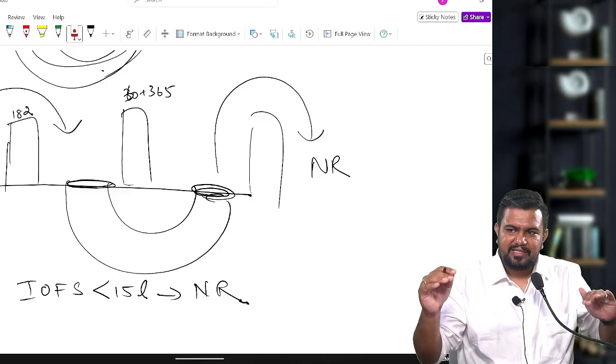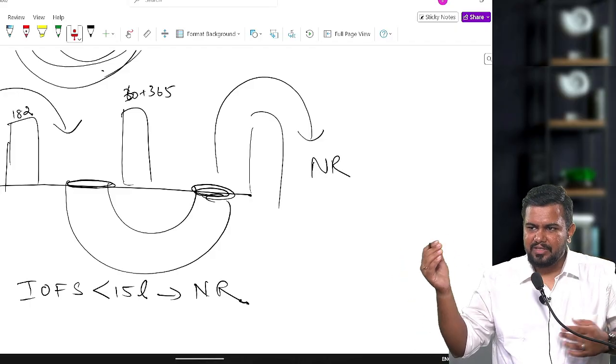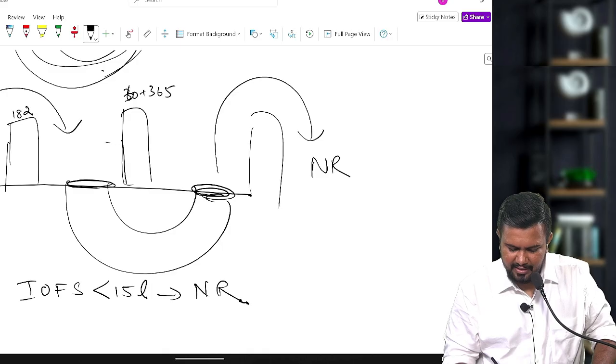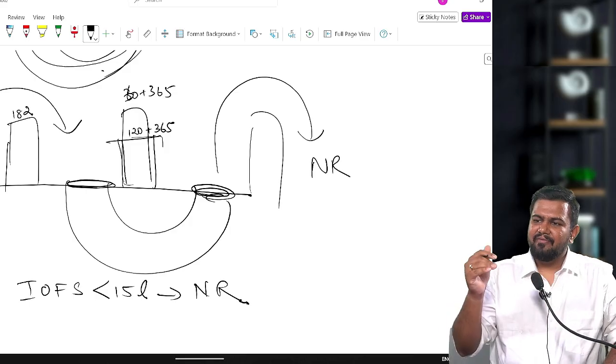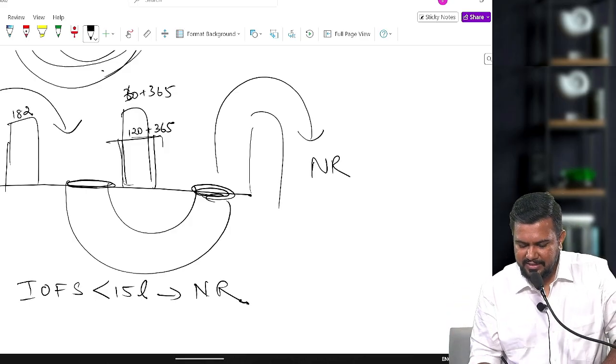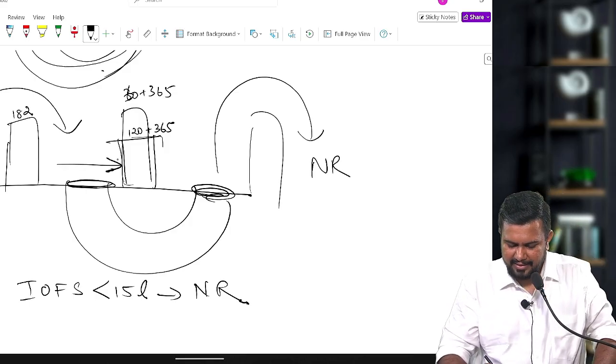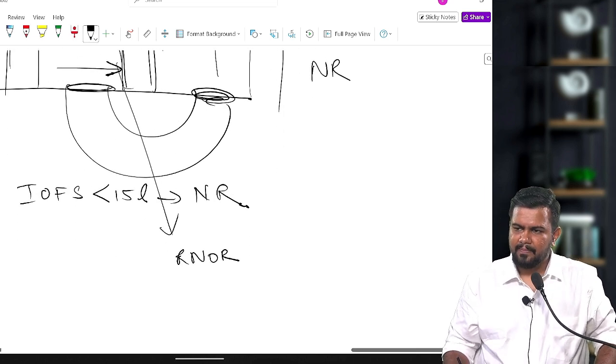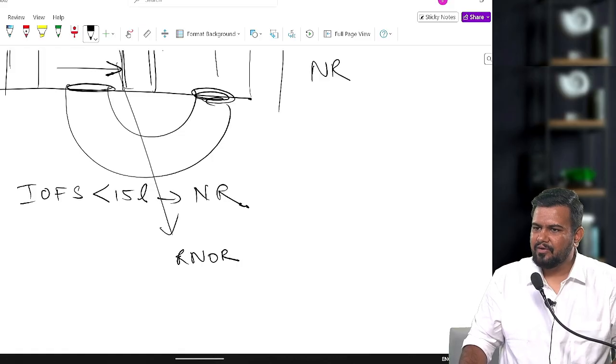But if Srinath's income other than foreign source is more than 15 lakhs, then what will happen? Then here the wall will become 120 plus 365. Even though it became 120 plus 365, still he will dash this wall. Then he will fall into the dungeon, and directly he will fall into the RNOR category. Why RNOR category?